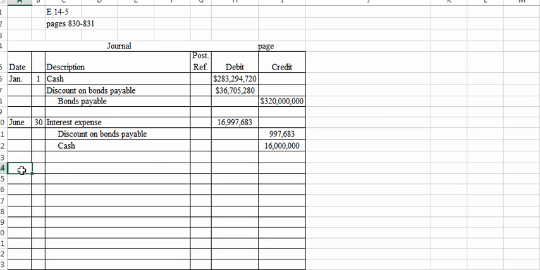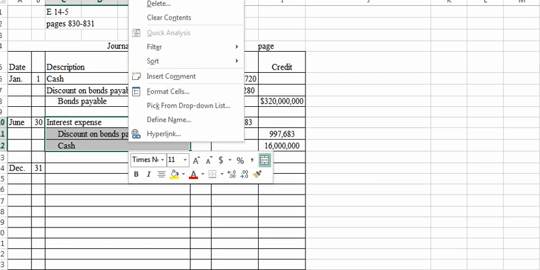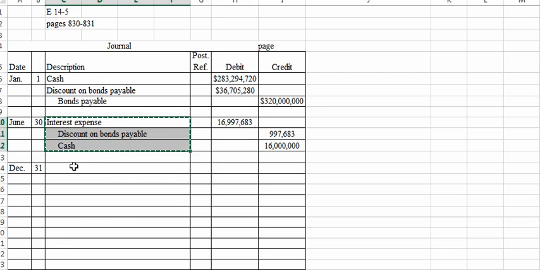Okay, now let's make the December 31st entry. Again, these entries weren't required on this problem, but I think they're going to help, or I know they are, in determining the amounts for the financial statements. Well, the accounts to debit and credit are exactly the same. So let's just copy those, drop them in. Okay, the cash amount's not going to change. It's $16 million again. That's how much they'll pay every 6 months.